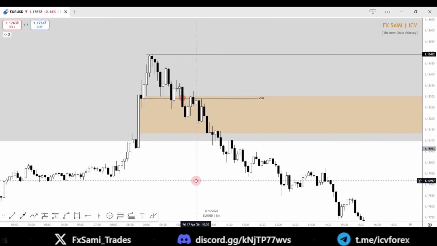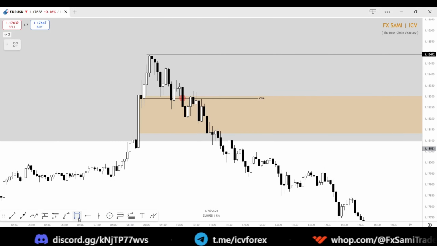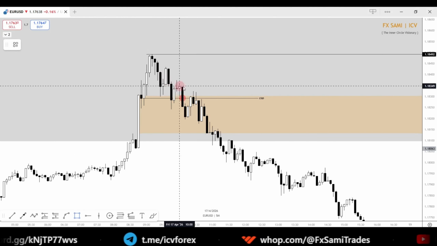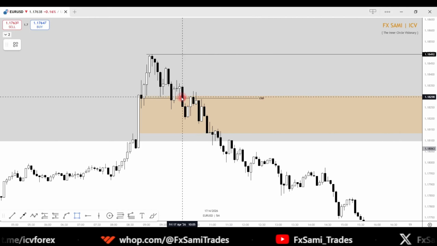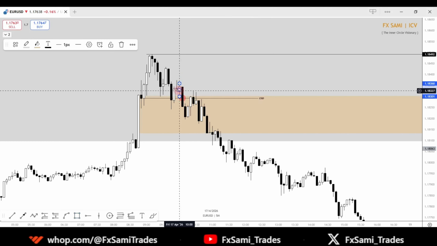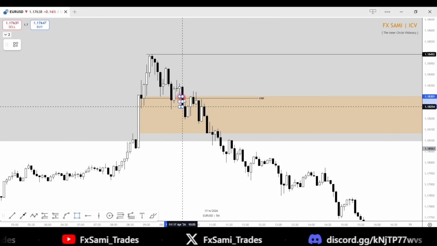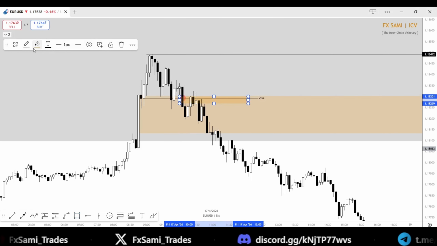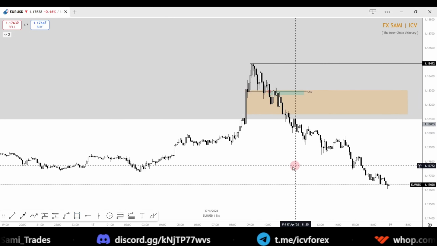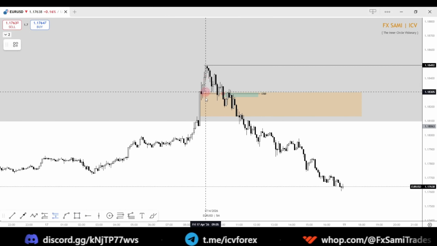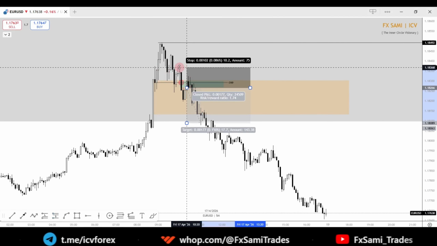After that, what do we need to see? Yes, the most recent PD array we find. So after this change in state of delivery, we can use this order block right here, or you can even use this fair value gap right here. So our entry, what would it look like? It would look like that. Stops on the previous short-term high.